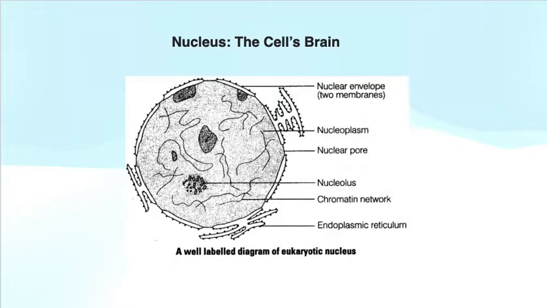Here you can see the diagram of the nucleus. As I said, the cell's brain is the nucleus. You see the spherical shape, the nuclear envelope, a double membrane, and this is the nuclear pore. Inside you see the nucleoplasm and a thread-like structure called the chromatin network, and the dense particle in the nucleus or nucleoplasm is called the nucleolus. Sometimes, from the exam perspective, students will be asked to label the parts of the nucleus, specifically the nucleolus, chromatin network, nuclear envelope, and nuclear pore.